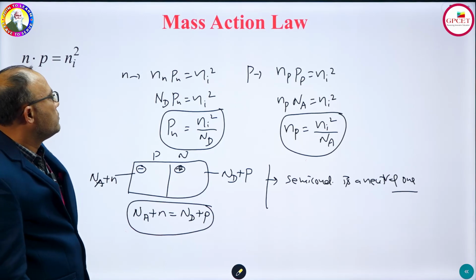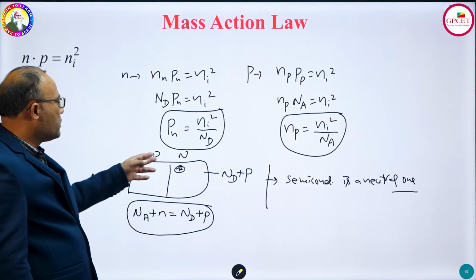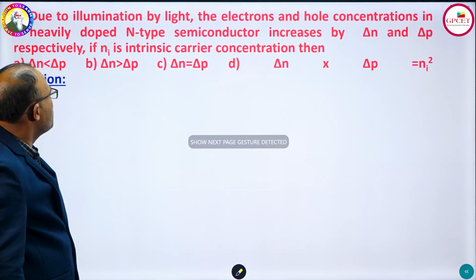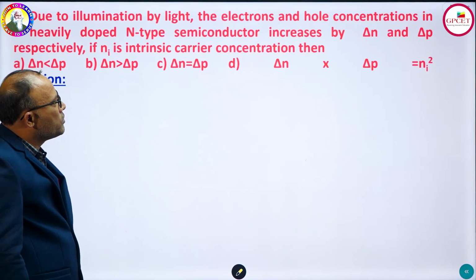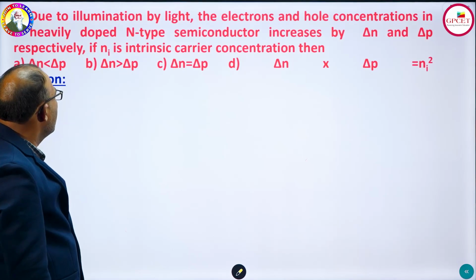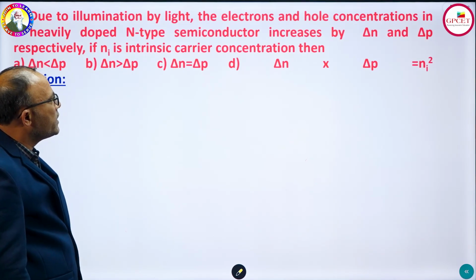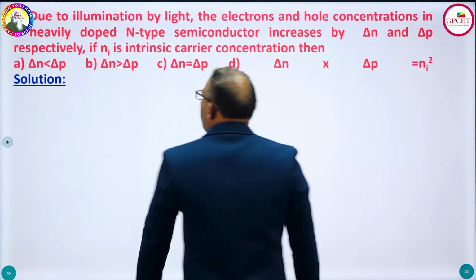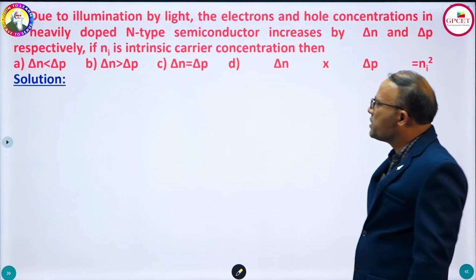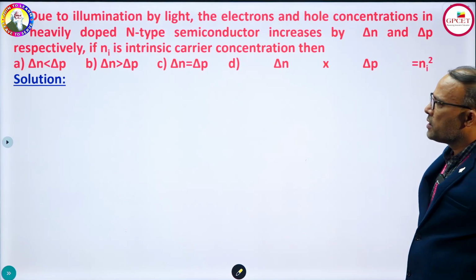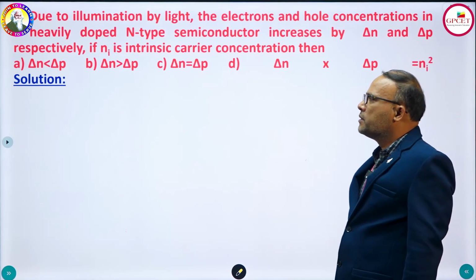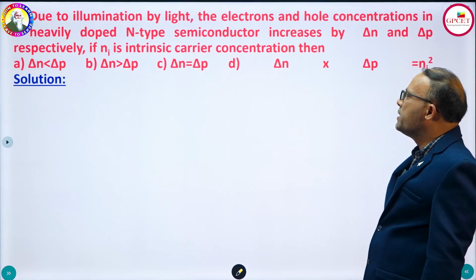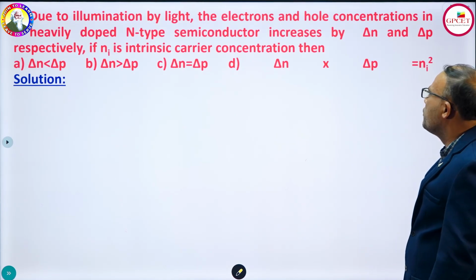Okay. Now let us deal with some problems regarding the mass action law. The first problem. Check this problem. Due to illumination by light, the electron and hole concentrations in a heavily doped n-type semiconductor increase by delta n and delta p respectively. If Ni is the intrinsic carrier concentration, then the options are: A, delta n less than delta p; B, delta n greater than delta p; C, delta n is equal to delta p; D, delta n into delta p is equal to Ni square.